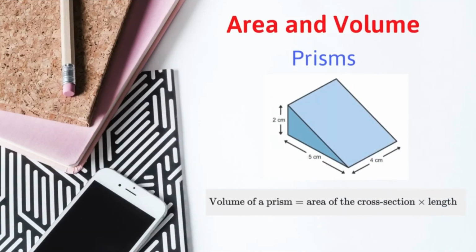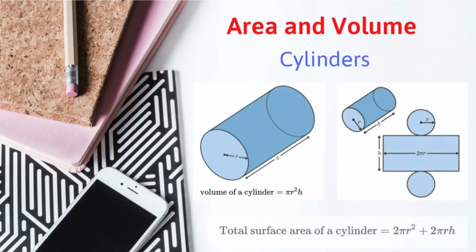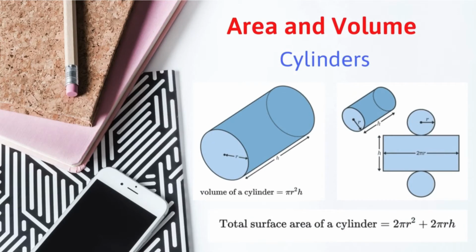A prism is a shape that has the same cross-section wherever you cut down the length, so the volume of a prism is the area of the cross-section times the length. A cylinder and a cube are prisms, so the formula for the volume of those shapes is a variation of this formula. The volume of a cylinder is pi r squared times h.